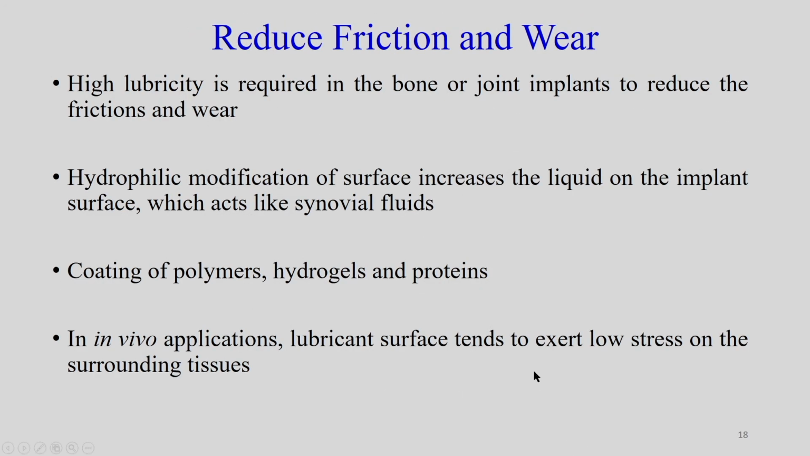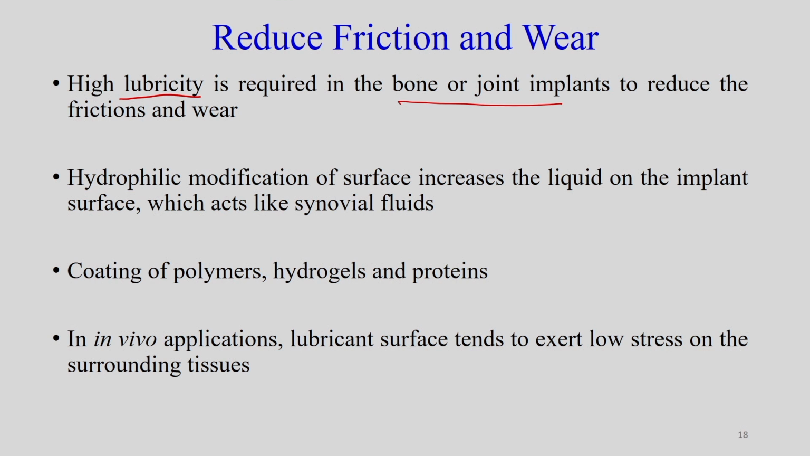Apart from that, especially for the joints, we need to reduce the friction and the wear. So, we require the high lubricity, particularly for the bone and joint implant, to reduce the friction and wear, because in presence of friction and wear, we see the joint pain and joint replacement. So, these things take place.